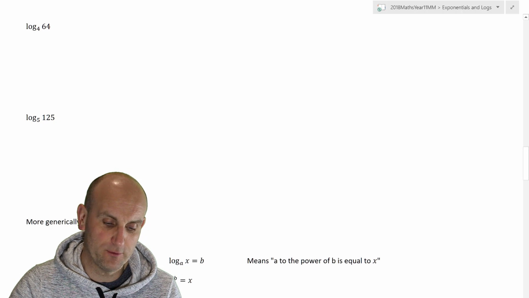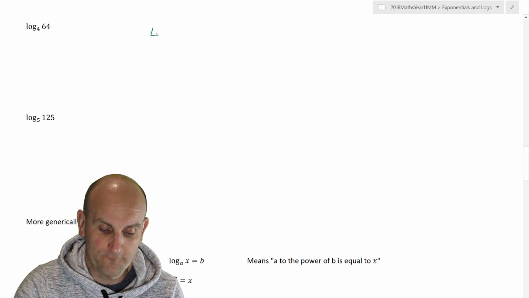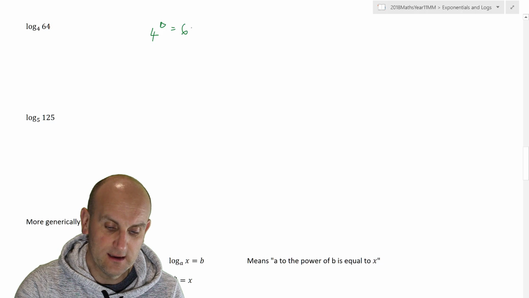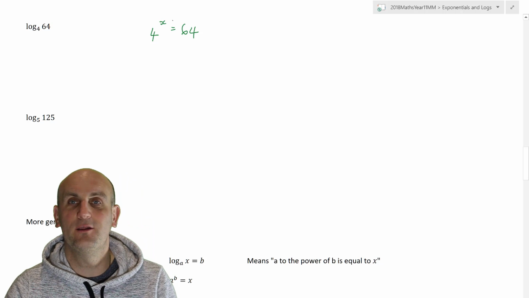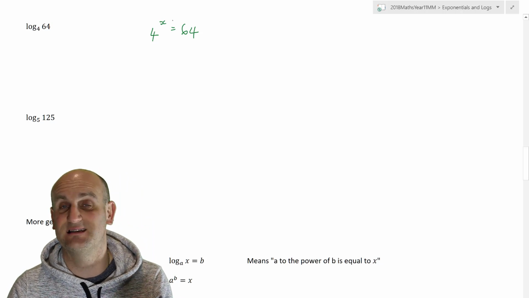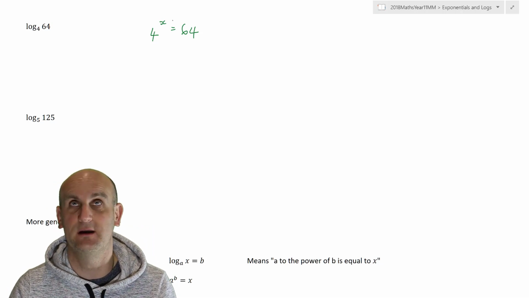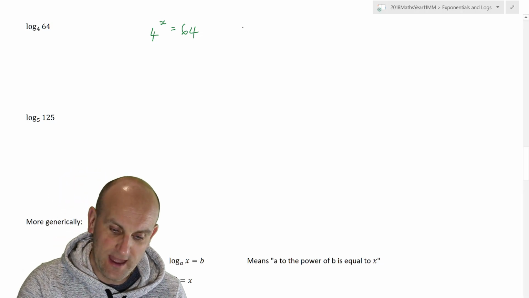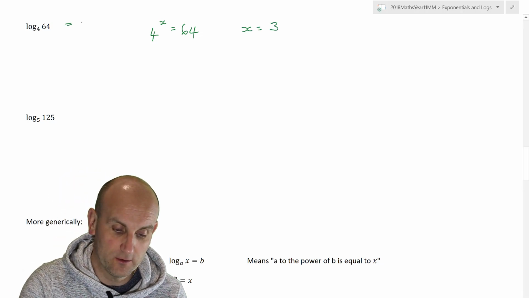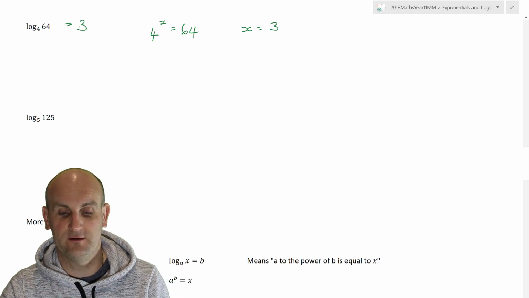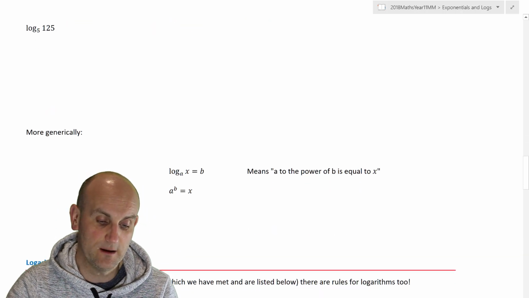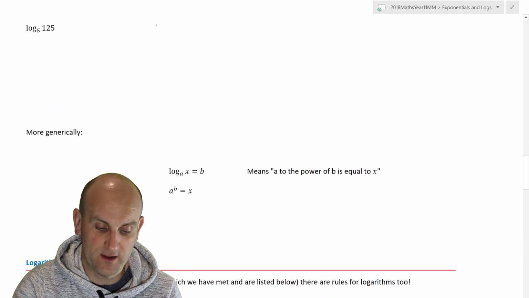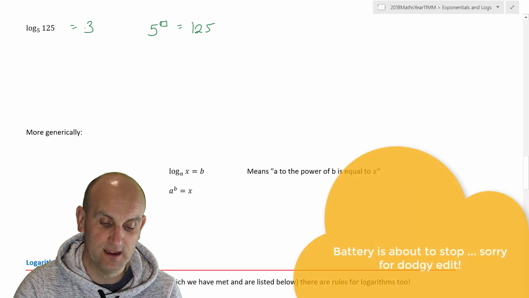If I move on to my next example, log 4 of 64. So 4 to what power is 64? I can't obviously draw squares anymore, so maybe I shall change that to a value of x. Now, the way we're going to work that out is, well, 4 fours are 16, and 16 times 4 just happens to be 64. So x in that situation would be 3. So log base 4 of 64 is 3, because 4 to the power of 3 is 64. One last example, log base 5 of 125. 5 to what power gives me 125? And once again, it gives me 3.